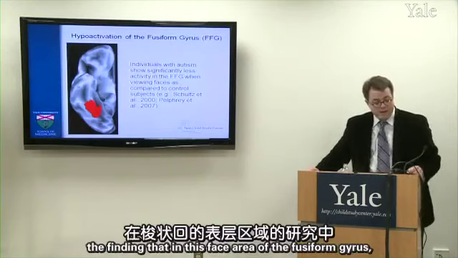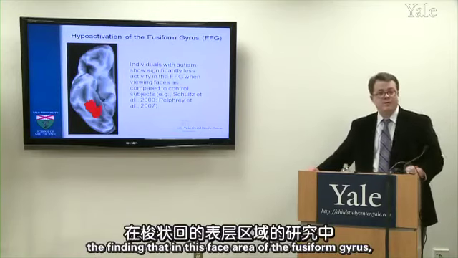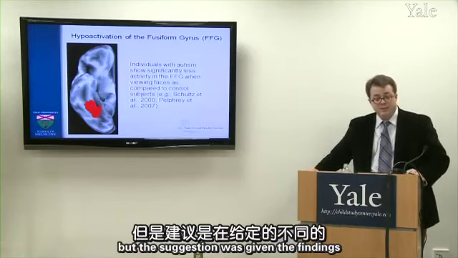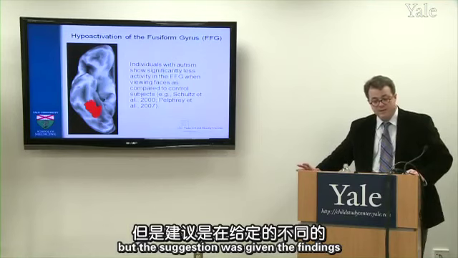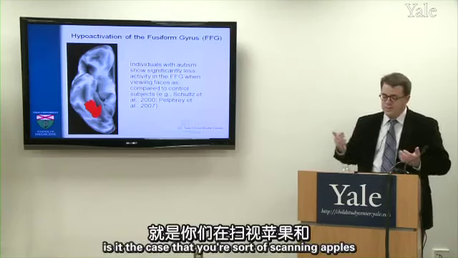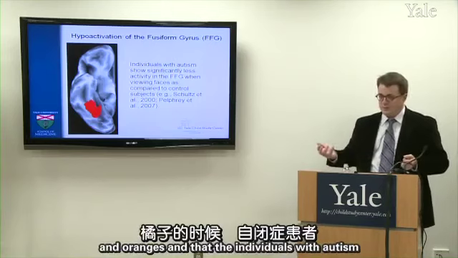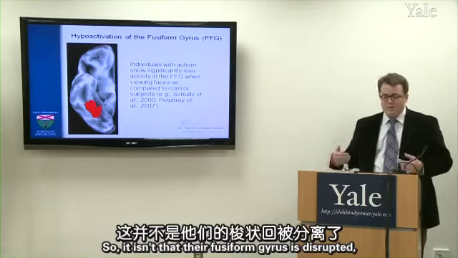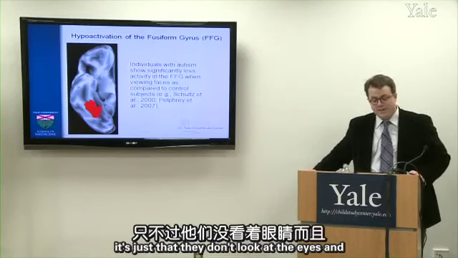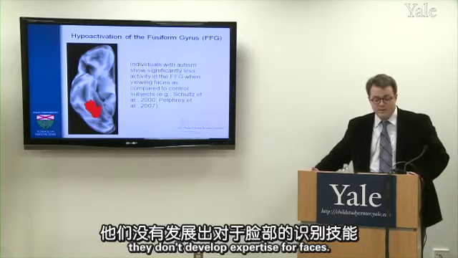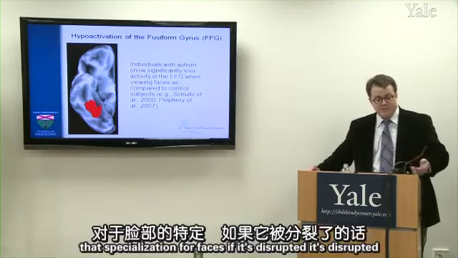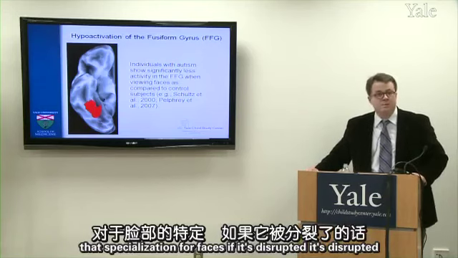well, we started with the finding that in this face area of the fusiform gyrus, there's hypoactivation, and that was a well-replicated finding. But the suggestion was, given the findings of differences in eye movements that I've already shown you, well, is it the case that you're sort of scanning apples and oranges in that the individuals with autism simply aren't looking at the eyes? So it isn't that their fusiform gyrus is disrupted, it's just that they don't look at the eyes and they don't develop expertise for faces, and so their fusiform never develops that specialization for faces. So if it's disrupted, it's disrupted because of that.